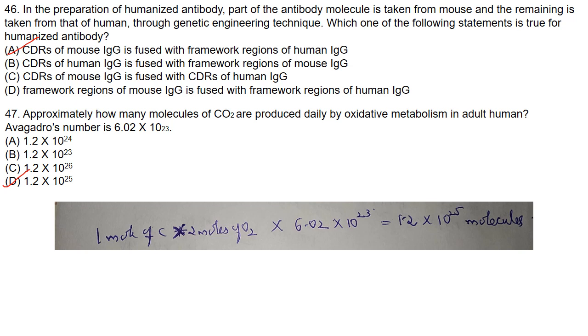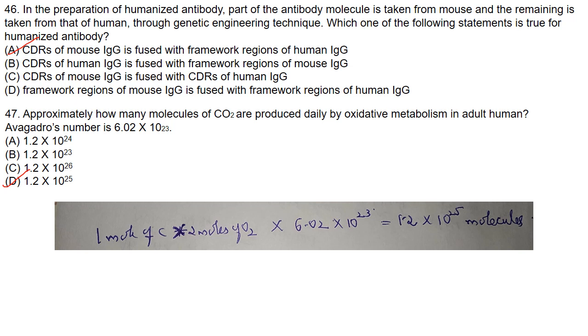The mouse or rat part of the antibody binds to the target antigen, and the human part makes it less likely to be destroyed by the body's immune system. So the mouse part will bind to the antigen. So that is CDRs of the mouse IgG will be fused with framework region of human IgG. Since it is framework region of human IgG, it will not be destroyed by the body's immune system. So the answer is option A.